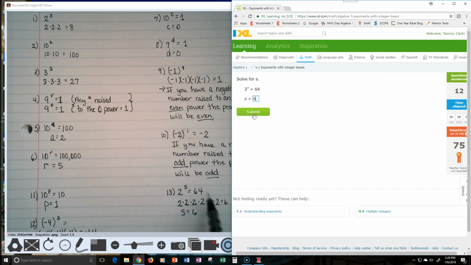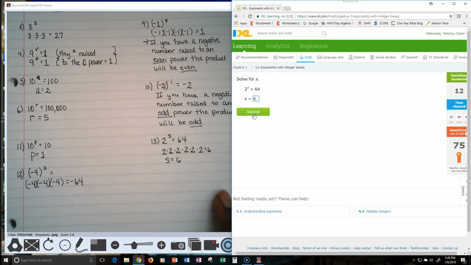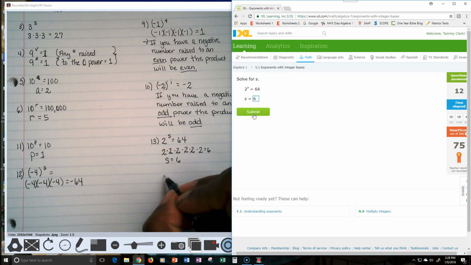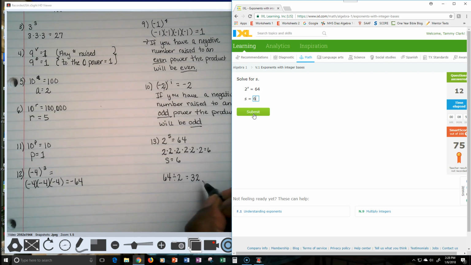Now if you notice, I could have taken 64 and just divided. I'm going to show you. If you ever get stuck on what you need to do, take 64, divide by 2, because that's our base, and we get 32. Take that 32, divide by 2, and you get 16. Take that 16, divide by 2, and you get 8. Take that 8, divide by 2, and you get 4. Take that, divide by 2, and you get 2.